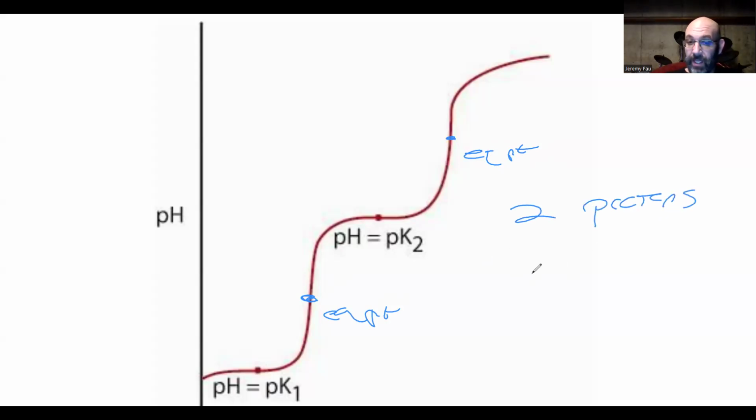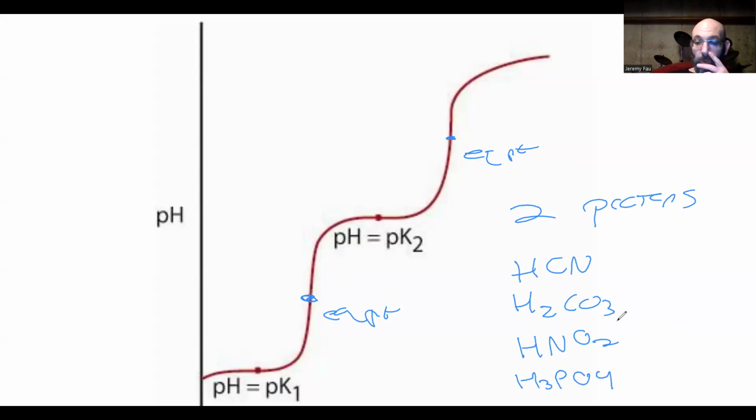So if you were given a list and said, hey, which of these acids, cyanidic acid, carbonic acid, nitrous acid, or phosphoric acid, could have been titrated to give this curve, which of these acids would be representative of this curve? And it'd be this one because there are 2 protons.